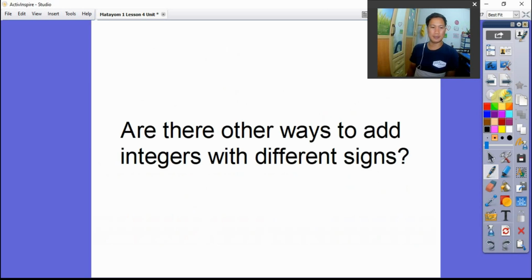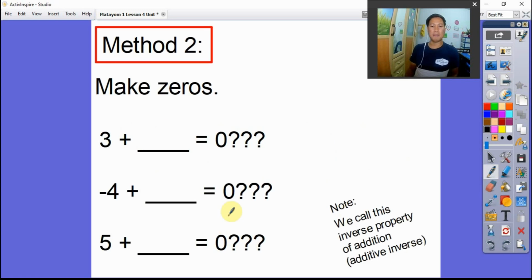Okay, very easy. Now maybe you're going to ask, Teacher David, are we going to draw a number line every time when we add integers? If you like it, yes, you may do so. That is one of the safest and most understandable ways of adding integers. But there are other ways that we can add integers with different signs, and I call it method number 2.